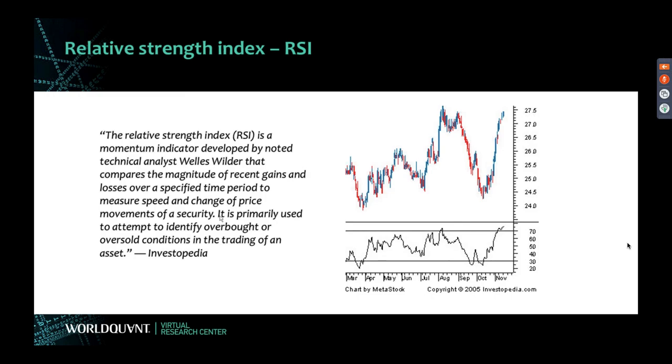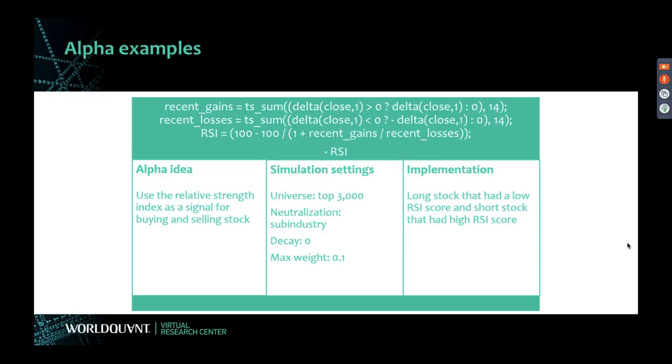So the two things that we see in this sentence: we want to compare the recent gains and the recent losses, right? And in a way, we need to translate this. There's also a formula if you go on the website, or just Google RSI. We want to translate this into a WebSim expression. I think this is one way to do this.